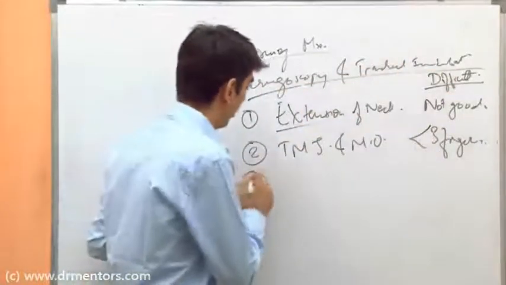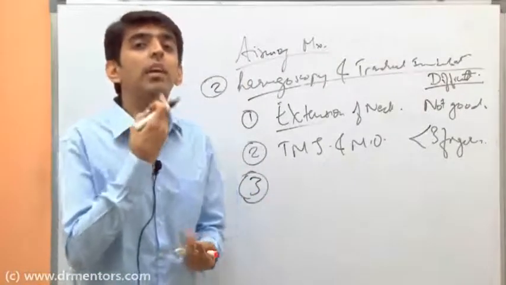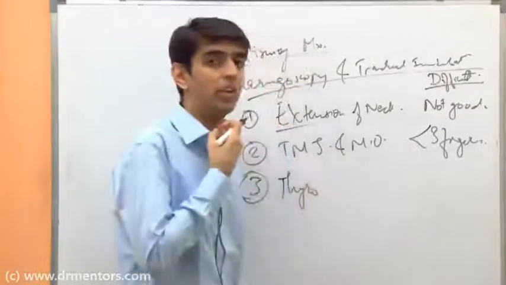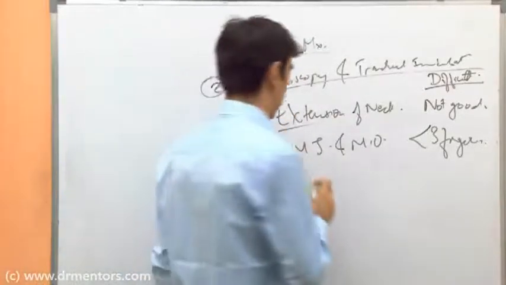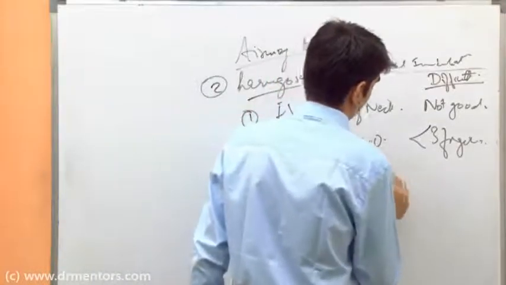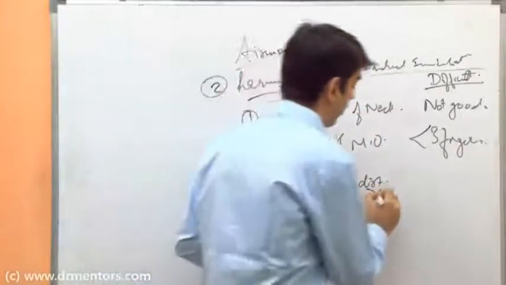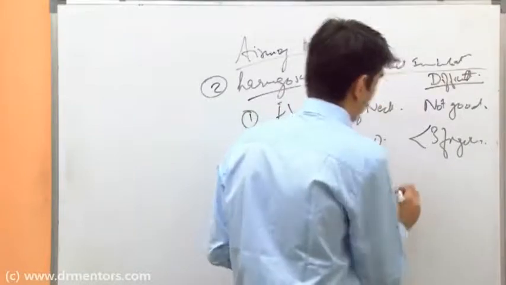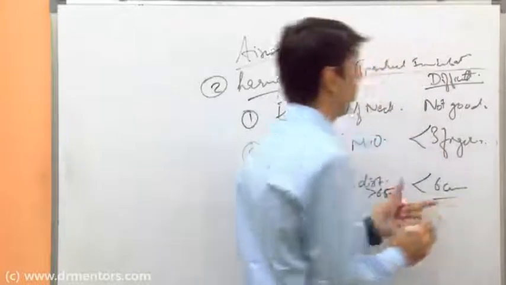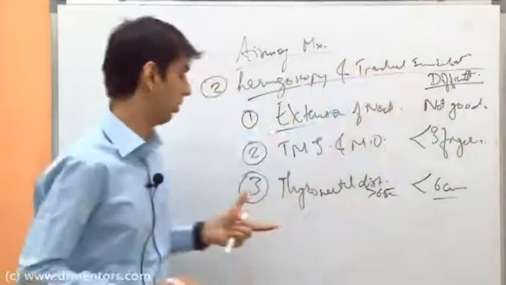Now, coming to the next point, which are the distances. One is the thyromental distance, that is from the thyroid cartilage up to the mental part. The thyromental distance should ideally be more than 6.5 centimeters, but if it is less than 6 centimeters, it is a predictor of difficult airway, of difficult laryngoscopy and tracheal intubation.